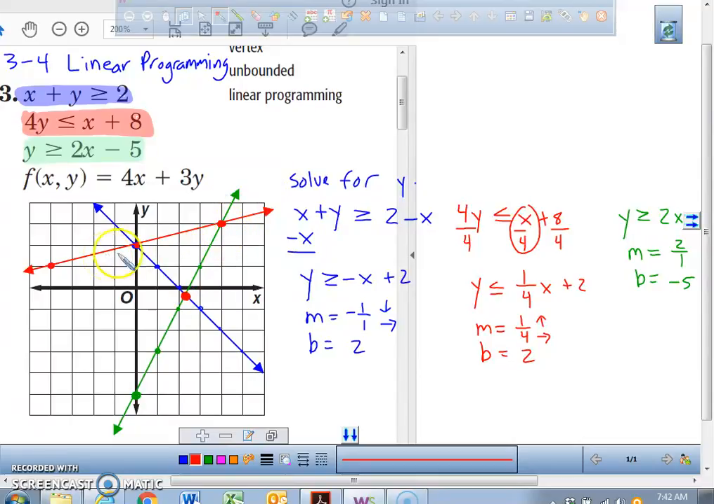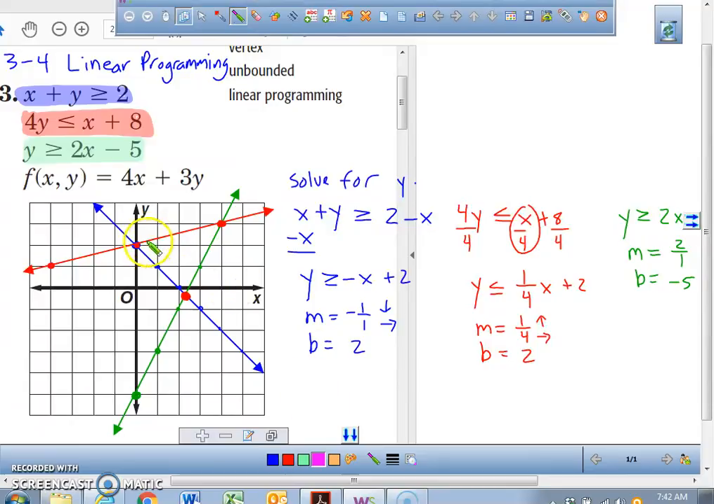The red line, we are shading everything underneath because it's less than or equal to. So the red line, everything underneath would be shaded. The blue line, everything greater than that will be shaded. And the green line, everything on this side would be shaded. So where they overlap is this one area right in here. This is where all the lines overlap.